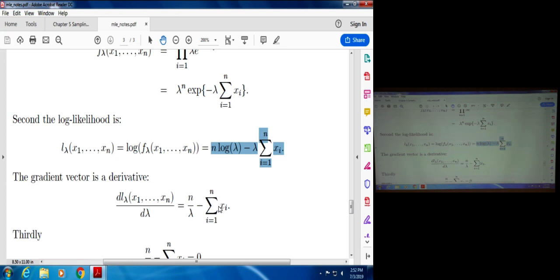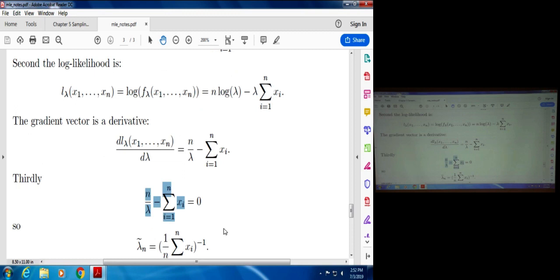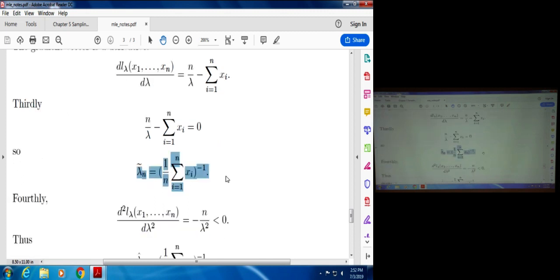Okay, so now what we want to do is solve this equation equal to 0 with respect to lambda. And if I do that, it's very simple to show that lambda n, the possible MLE, is like that. Now, why would this be a potentially useful estimate? Remember that if you have a random variable x which is exponentially distributed with parameter lambda, the mean of the random variable is 1 over lambda.